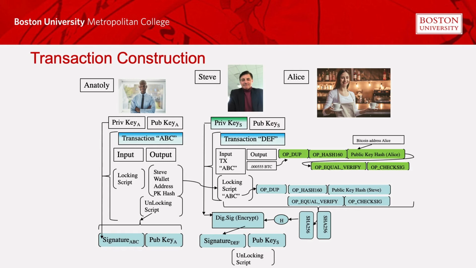So in ABC, Anatoly had built a transaction document, which specifies my address, and he built a locking script that locks that to my address. I'm building this new transaction, DEF, and I'm going to take that transaction and the locking script from Anatoly's ABC transaction. I'm going to copy it into my document.